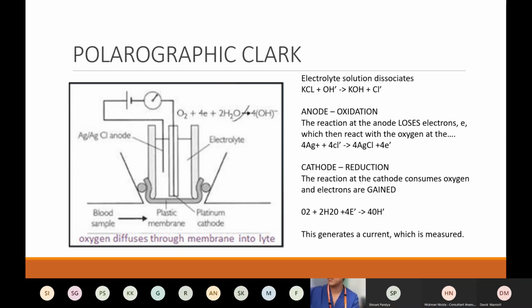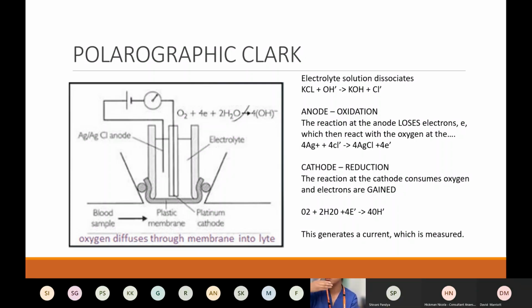So the reaction at the cathode is consuming oxygen, and electrons are gained, and then the hydroxide ions migrate to the anode. At this electrode, the reaction is losing electrons, which then react with the oxygen and give you the electrons that then migrate to the cathode, and that reaction keeps going.